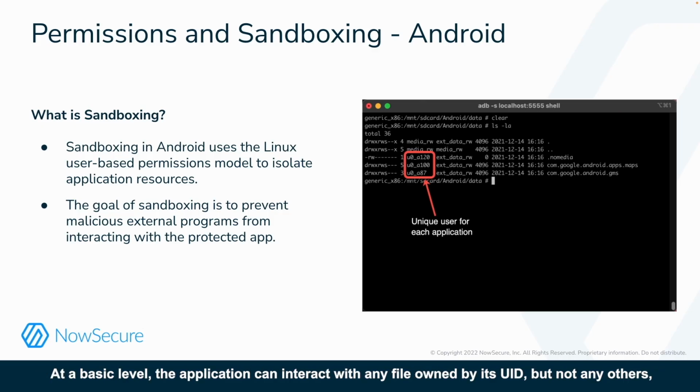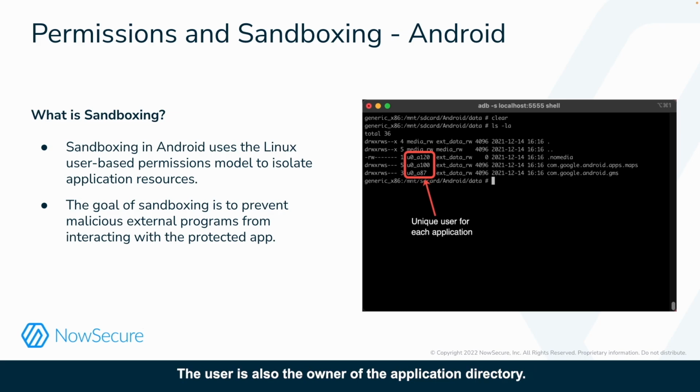At a basic level, the application can interact with any file owned by its UID, but not any others unless permissions are shared with another application or the operating system. The user is also the owner of the application directory. This UID separation forms the foundation of the application sandbox and prevents anything other than the app itself, certain components of the Android operating system, or the root user from accessing its data.